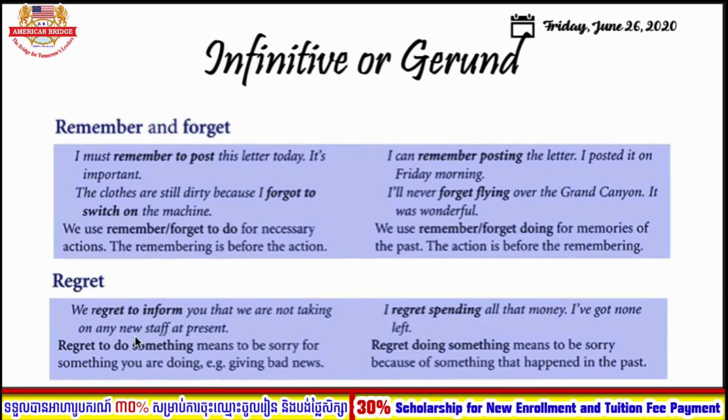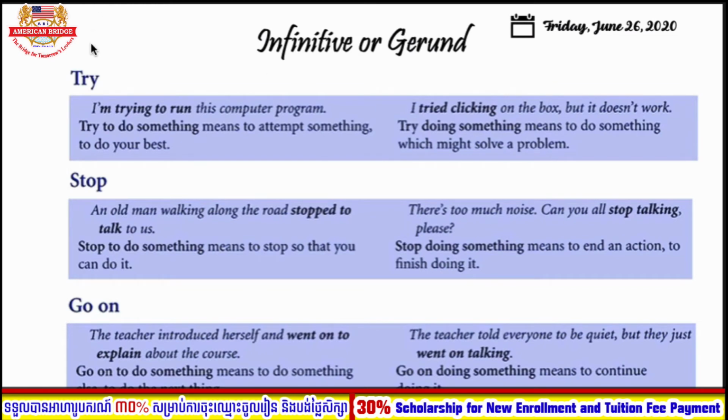Alright, so if you look at these two situations, the first one, regret to do something, means you are going to do it or you are doing it right now. But regret doing something means you have done it in the past and now you feel regret, you feel sorry about what you have done.